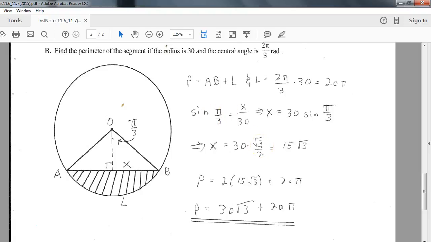And so anyway, now if we clean that up, we figure out that x is 15 rad 3. So if I double that, I get AB, which is 30 rad 3. And so that's what you're seeing right here to finish things off. And we got the perimeter of our shaded segment.